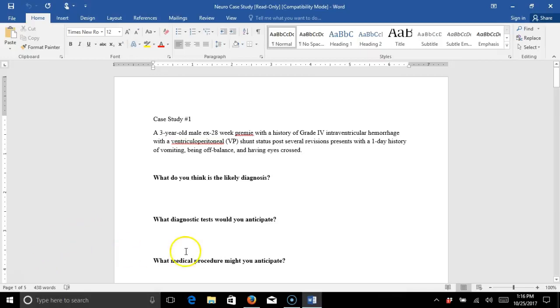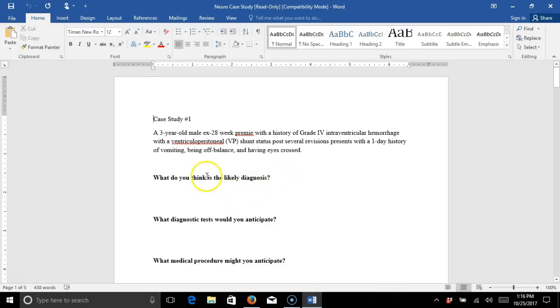So for this case study, we've got a 3-year-old male that's an ex-28-week preemie with history of grade 4 IV hemorrhage. He's got a VP shunt, and he's had several revisions to that shunt. So now he presents into the emergency department with a 1-day history of vomiting, being off balance, and having his eyes crossed. What do you think is going on?